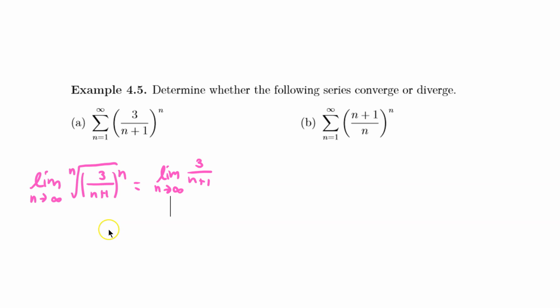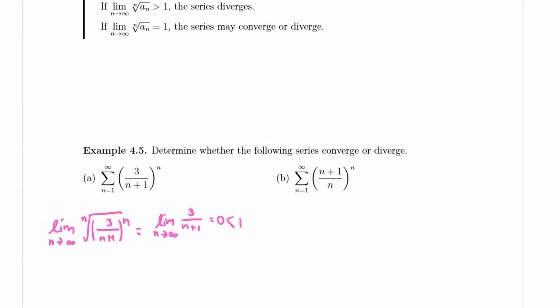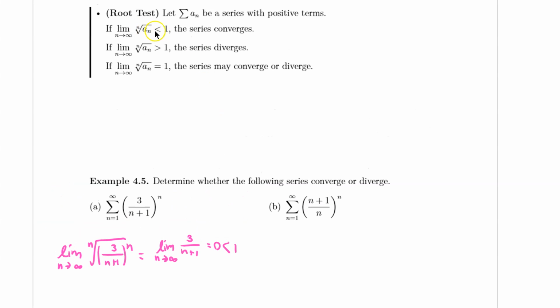And now as you can see, when n gets really large, this guy is going to get really large. 3 divided by something really large, I'm going to get 0. And 0 is definitely less than 1. When the limit of the nth root is less than 1, then I can conclude right away that the series is going to converge. So this guy is going to converge.